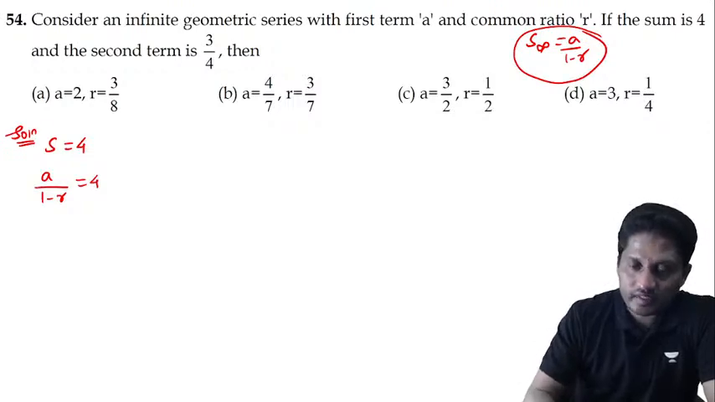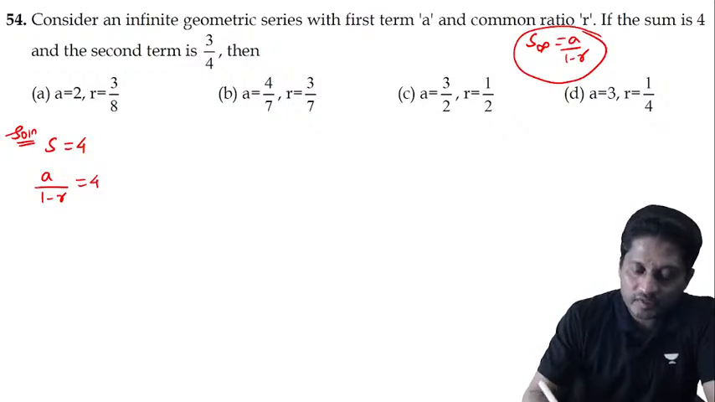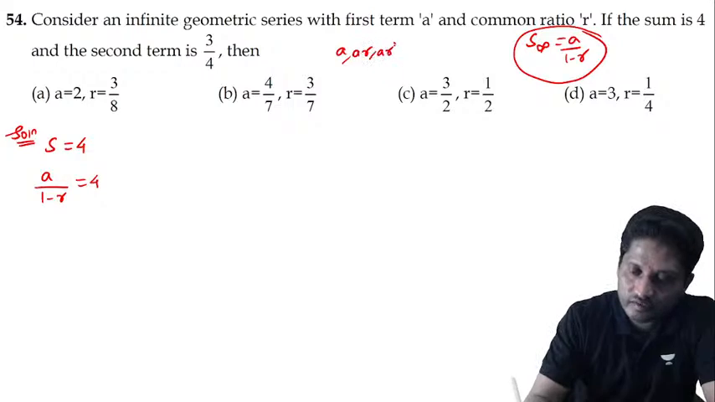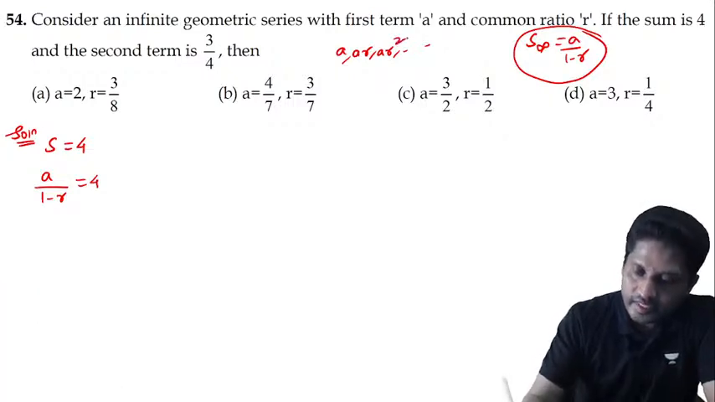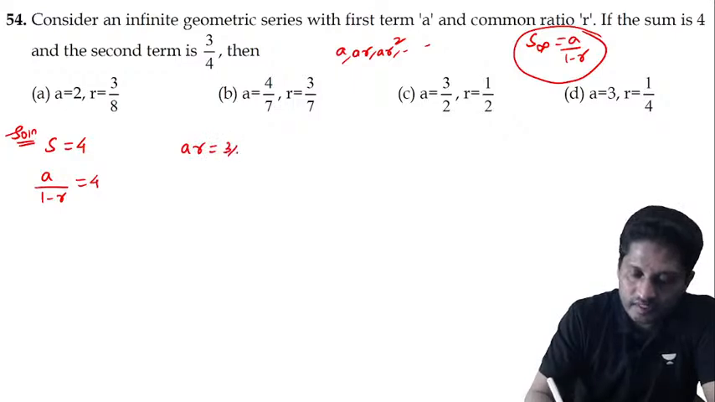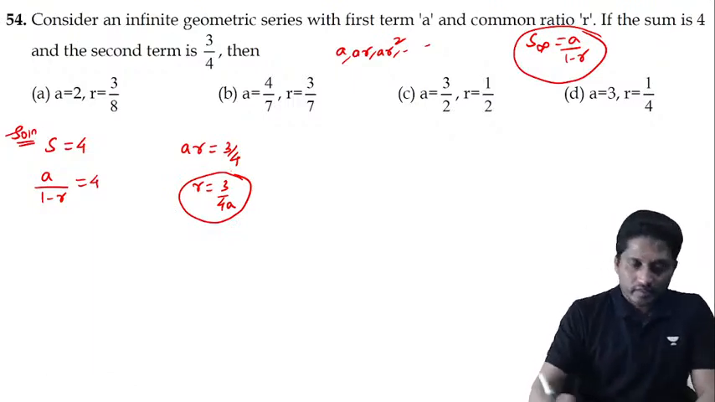Alright, it's also given in the question that second term is 3 by 4. So first term is A, then AR, then AR square and so on. Second term AR is equal to, according to the question, 3 by 4. And from this R is equal to 3 by 4A. Either you eliminate R or you eliminate A. R will be equal to 3 by 4A.